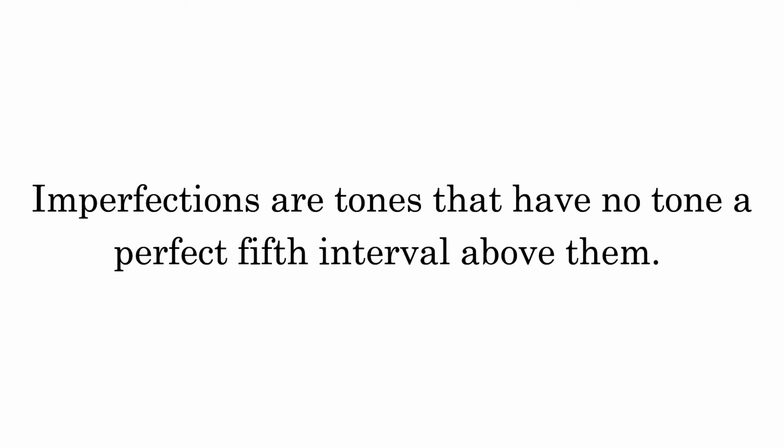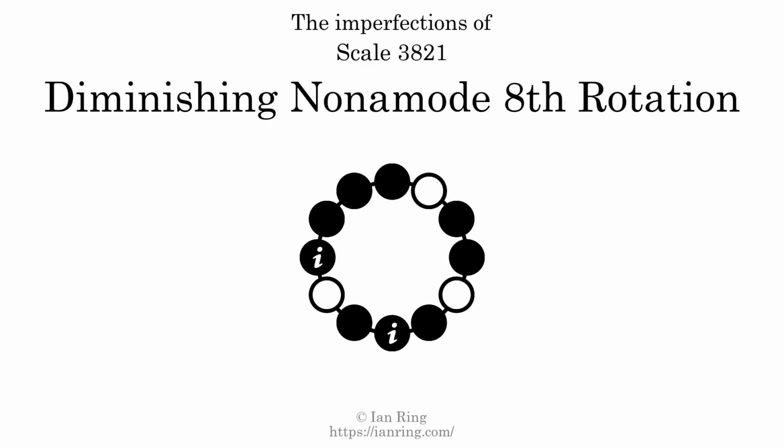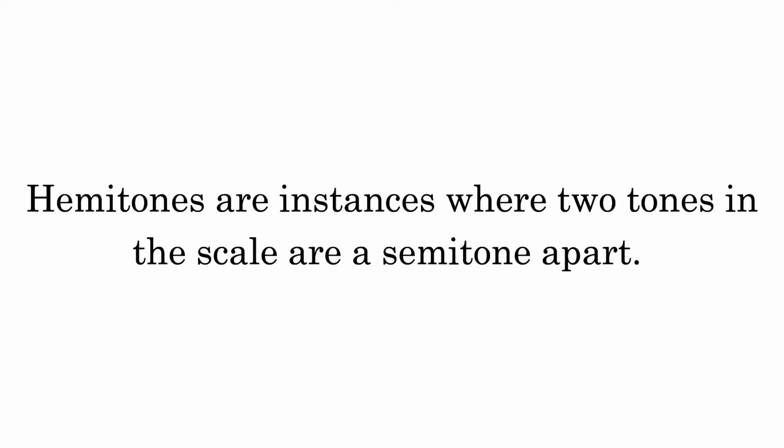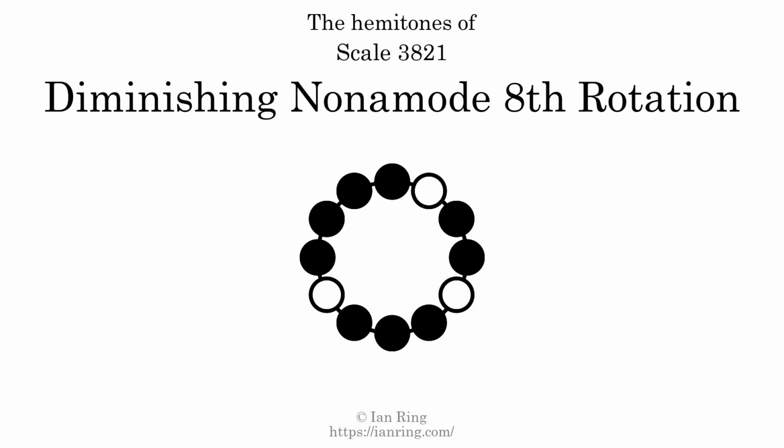Imperfections are tones that have no tone a perfect fifth interval above them. This scale has two imperfections. They are at positions here and here. Hemitones are instances where two tones in the scale are a semitone apart. This scale has 6 hemitones. They are at positions here, here, here, here, here, and here.